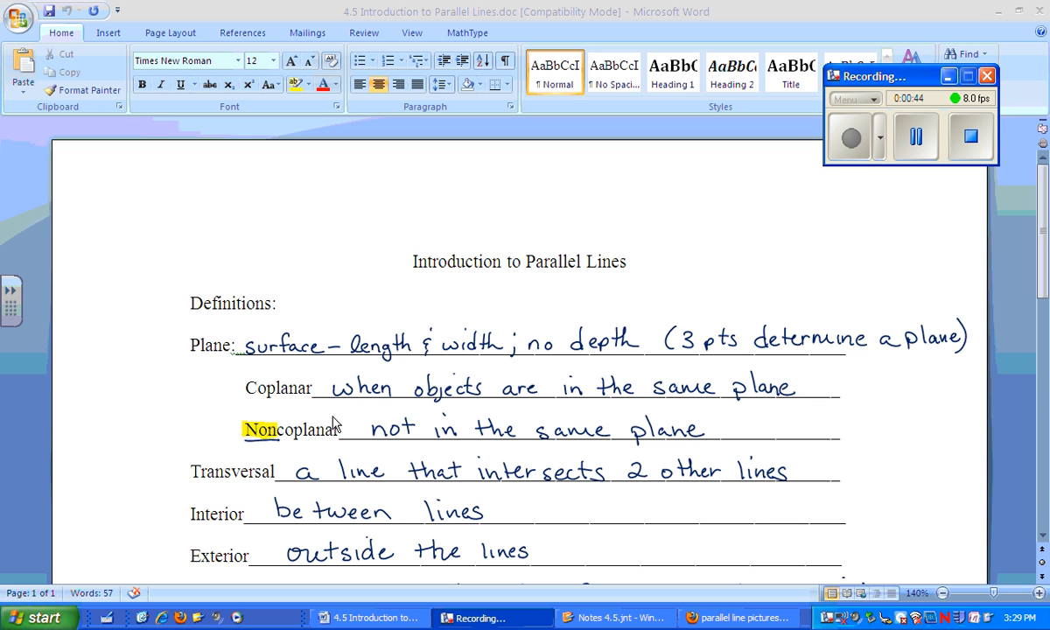Okay, so it's basically a two-dimensional figure. It has length and width. It just doesn't have the depth, or height as you would think about it.